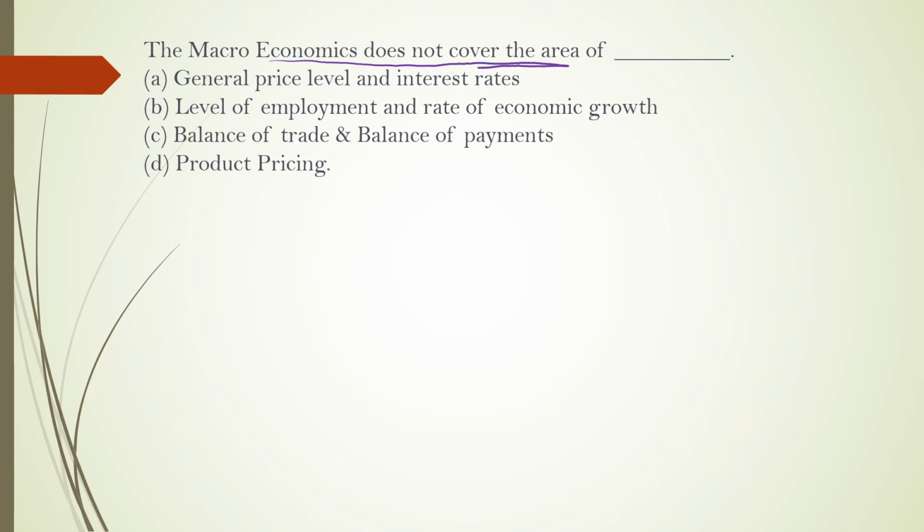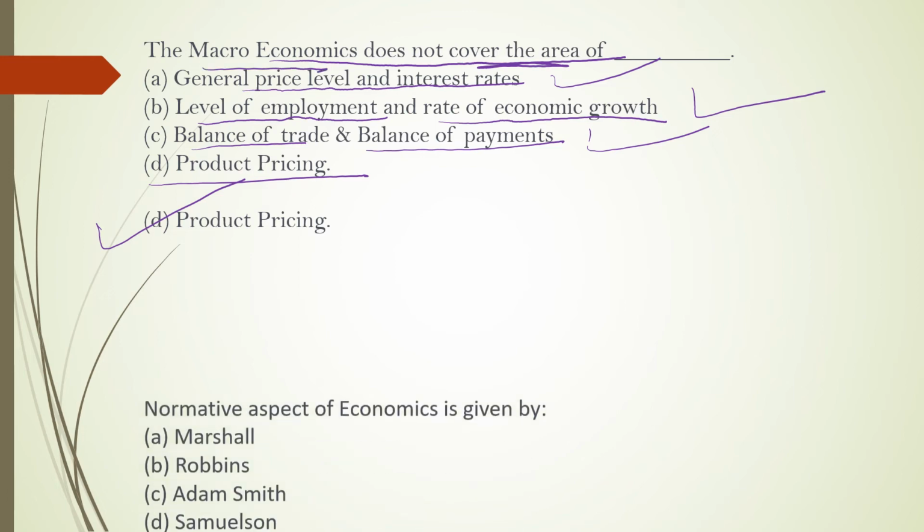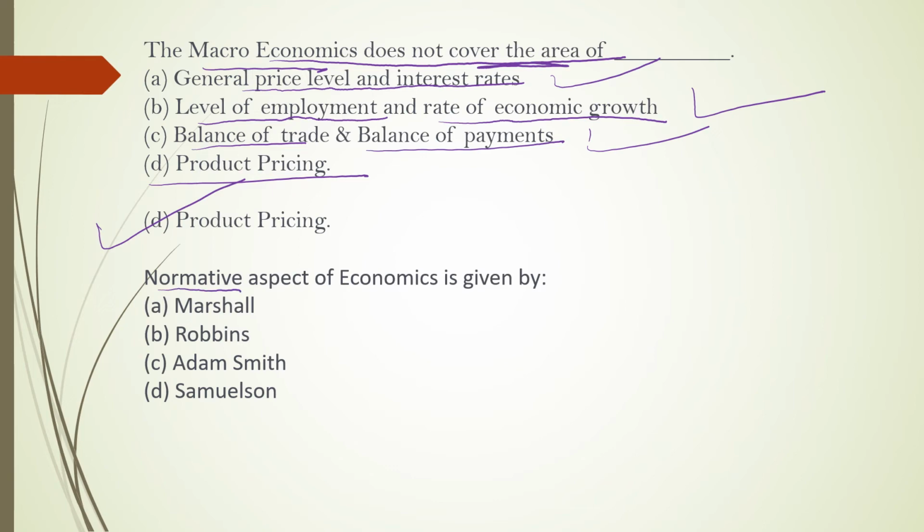Macroeconomics does not cover the area. General price level, interest rate, no, it covers. Level of employment, rate of economic growth, macro concept. Balance of trade, balance of payment, of course macro. Product pricing is a micro concept. So right answer is product pricing, which was not included or covered under macroeconomics. Normative aspect of economics was given by Alfred Marshall. So right answer is Alfred Marshall.